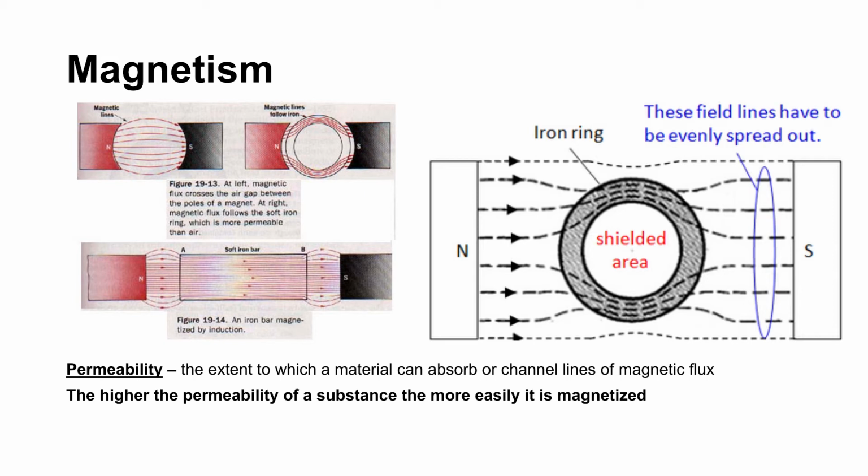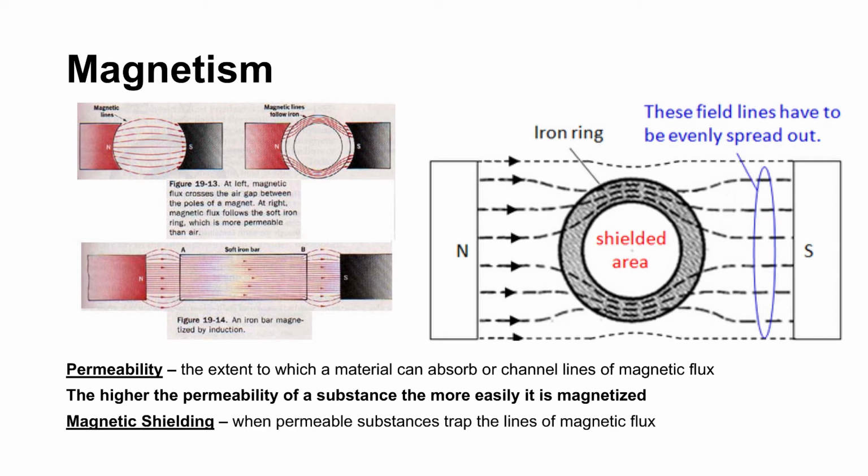This is also shown with the iron bar, which can be magnetized at the same time. So magnetic shielding is when a permeable substance is used to trap lines of magnetic flux and to shield another area so that there is no magnetic flux or magnetic force going through a particular area. And so anything inside these coils of iron would be shielded from any magnetic interaction.